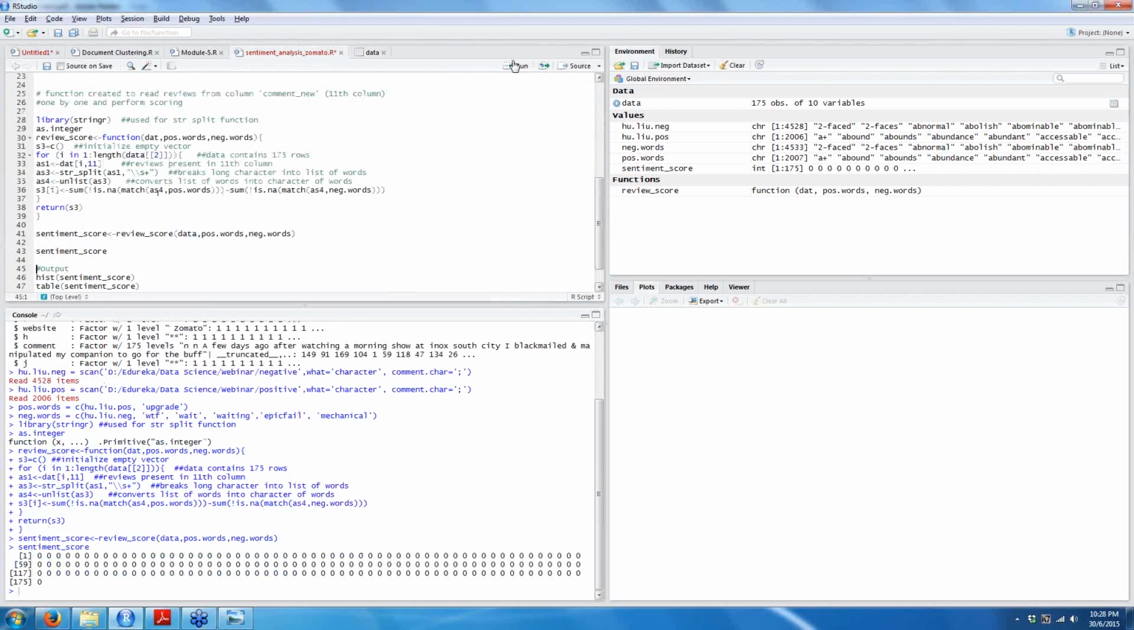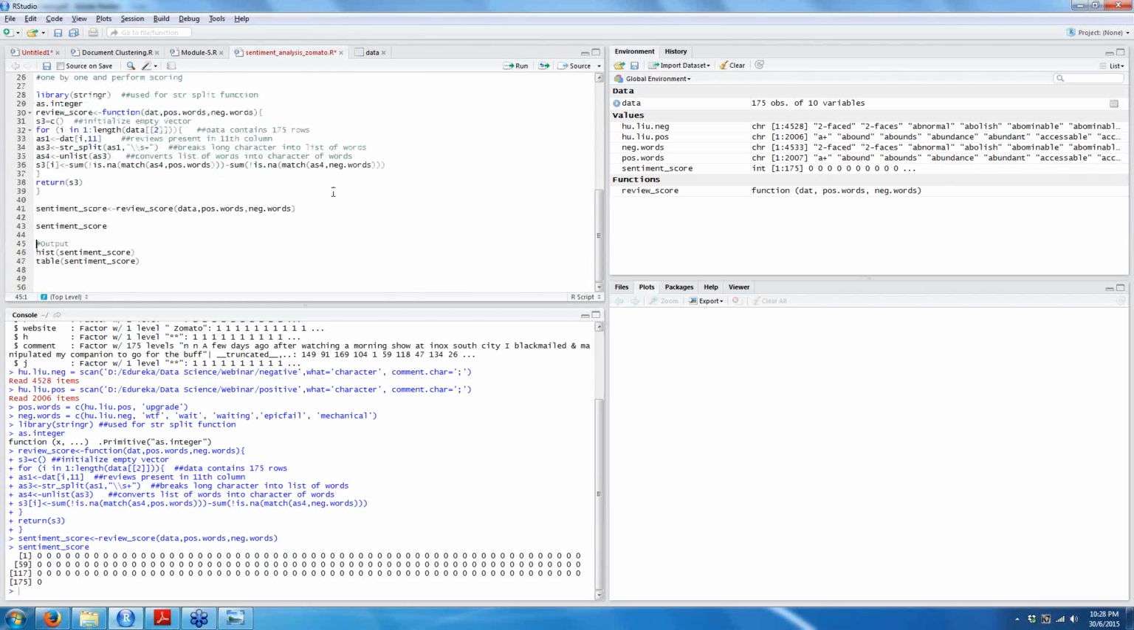And once we are done with the sentiment scoring, now what we are doing is we are visualizing it.